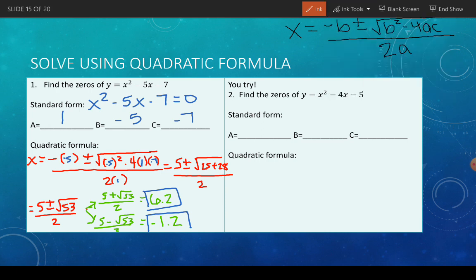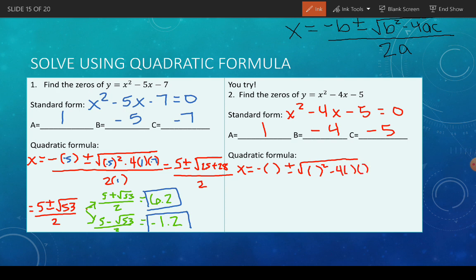Okay, so standard form would be x squared minus 4x minus 5 equals 0. We'll have 1, negative 4, and negative 5. And then we can go ahead and plug them into the quadratic formula. So x equals negative b plus or minus the square root of b squared minus 4ac all over 2 times a. So when we plug those numbers in, we'll get negative 4. Negative 4 goes here. Then we have 4 times a is 1, c is negative 5. Over a, and a is 1.